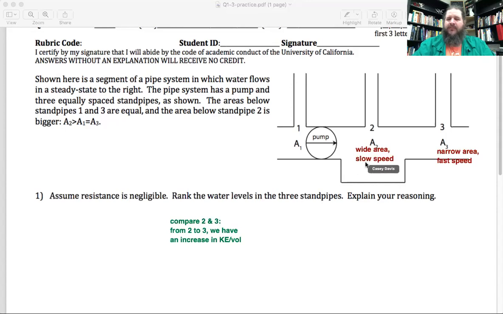Right, we're going to have a difference in pressure to balance that out. So from 2 to 3, we've got an increase in kinetic energy density, and therefore what change in pressure? Yeah, if the kinetic energy density is increasing, something else has to be decreasing to balance it out, especially since we're assuming there's definitely no pump from 2 to 3, and we're also assuming no resistance. So an increase in kinetic energy density has to be balanced by a decrease in some other kind of density.